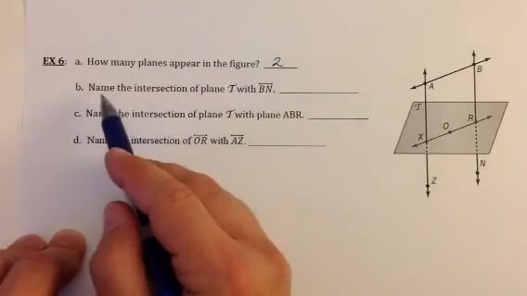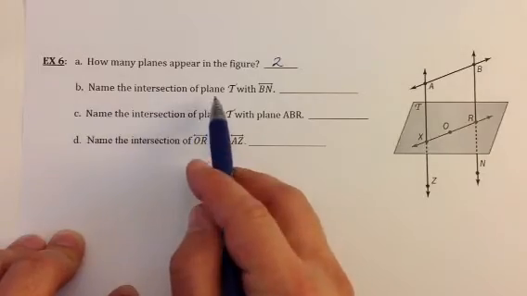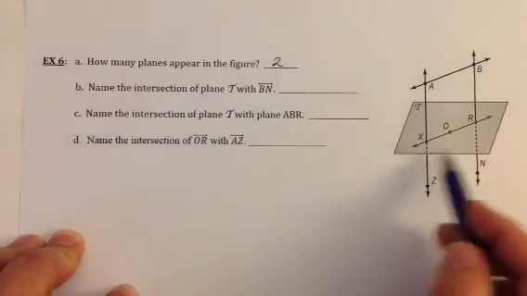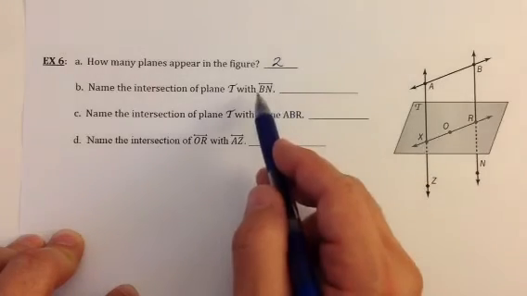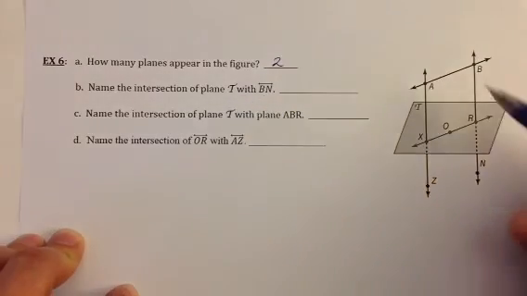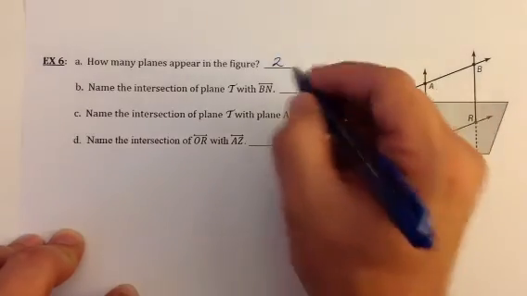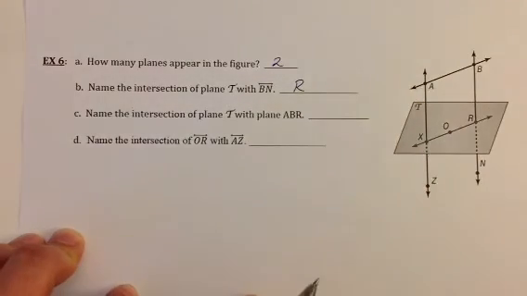All right? We want to name the intersection of plane T, that's the darkened in plane that you can see, with line BN. So BN is this line, and notice that this line only intersects this plane at one point, and that would be point R. And you can just write capital R.